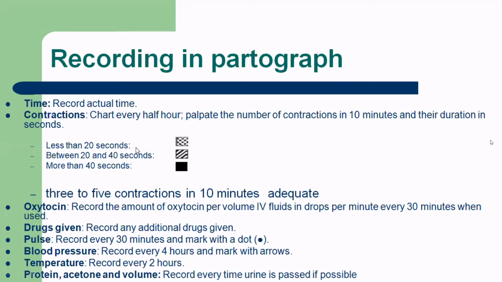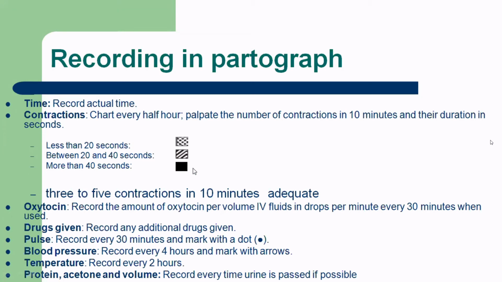If it is less than 20 seconds, you will fill 1 square by the dots. If it is moderate contraction, that is the contraction is lasting from 20 to 40 seconds, you denote it by shading in oblique lines. 1 square is filled by. More than 40 seconds or severe contraction, strong contraction is denoted by filling the whole square in dark. So adequate contraction means 3 to 5 contraction in 10 minutes, right? So you have to fill the square according to the intensity or timing of the contraction.